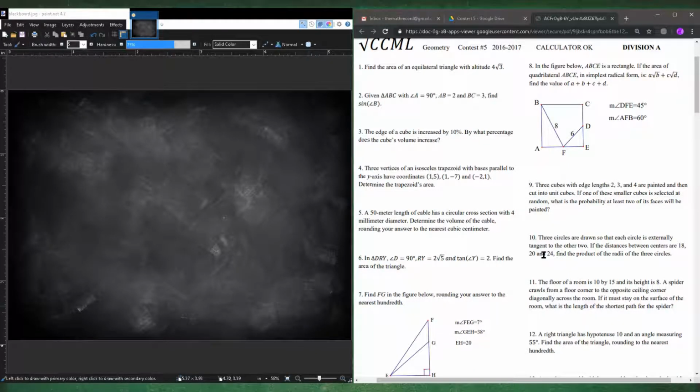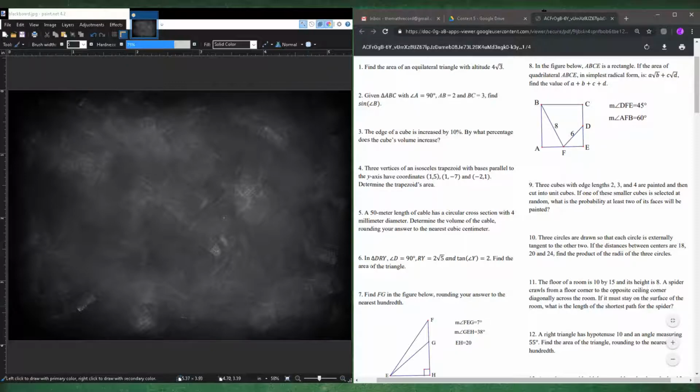Question 9. 3 cubes with edge length 2, 3, 4 are painted and then cut into unit cubes. If one of these smaller cubes is selected at random, what's the probability at least 2 of its faces will be painted? So let's just find the total amount of unit cubes there are.